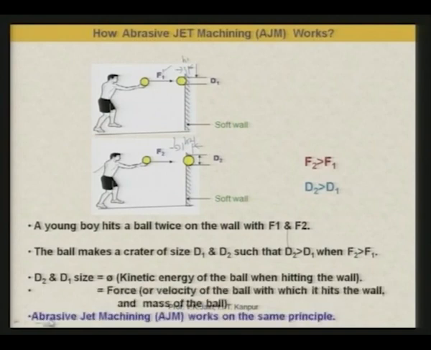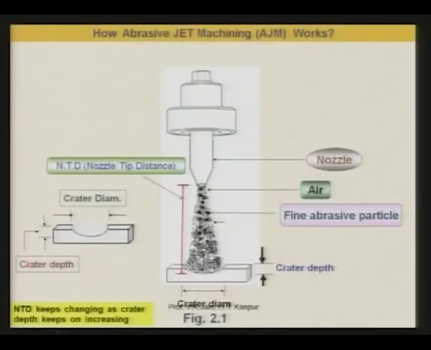Same way we will see that thousands of abrasive particles hitting the workpiece are removing the material, smaller or more amount of material depending upon with what velocity and kinetic energy they hit the workpiece surface. Now, let us see how abrasive jet machining or AJM works, which is more or less the same as we discussed in the earlier slide.